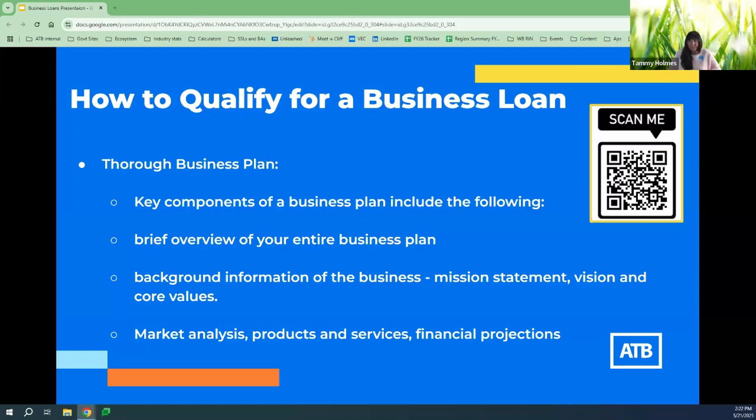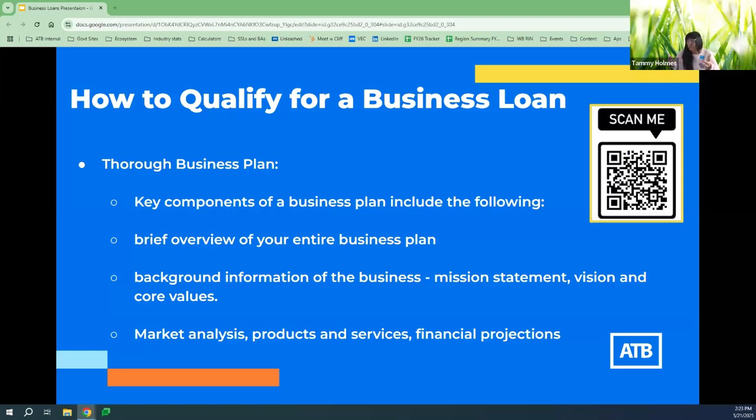We'd like a thorough business plan. Our Entrepreneur Center does have a template that can help you write that business plan. But there are specific things that as business advisors, we look at when you're sending us a business plan. So a couple of key components to that would be a brief overview of the entire business. So what are you venturing into? What does the business look like? What are you trying to accomplish with the business? What are your target areas?